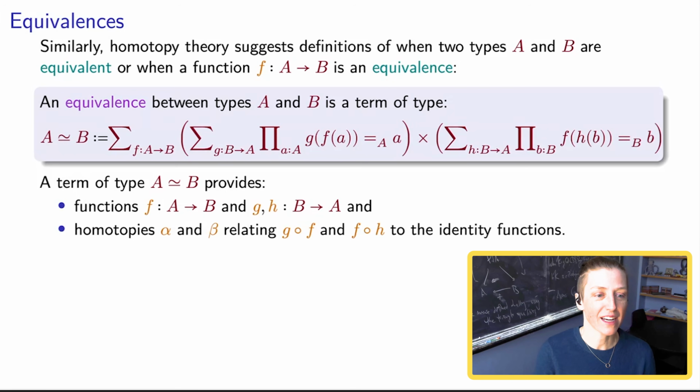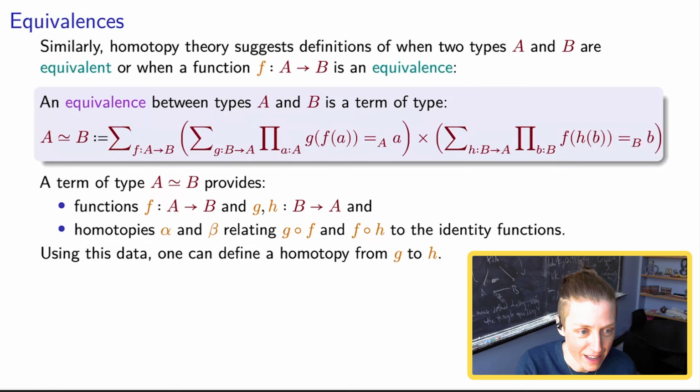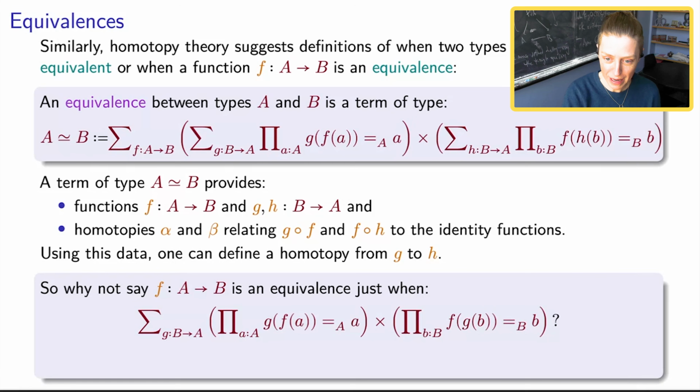Okay, so from the data of an equivalence, if I had a term in this type that I've written all in red, what I would get is a function f from A to B, a pair of functions g and h that both go from B to A, and then some homotopies that relate the composites g composed f and f composed h to the identity functions. And using this data I can show that g and h are equal, or at least up to homotopy. There's a homotopy between g and h. So this is the sort of definition of an equivalence that gets used in homotopy type theory. It's not quite the definition that you would expect.